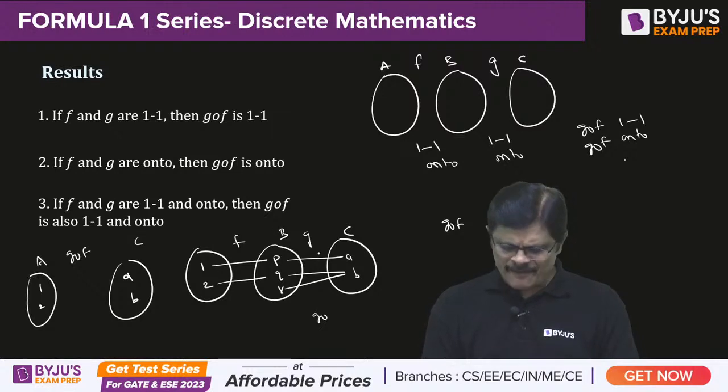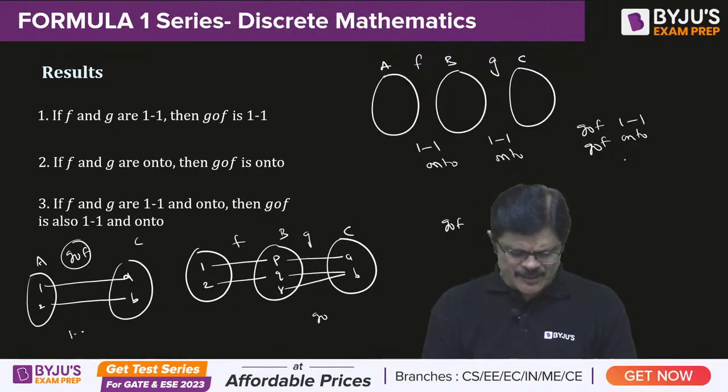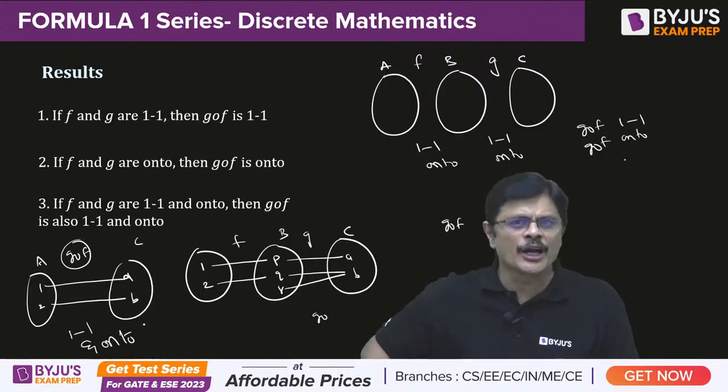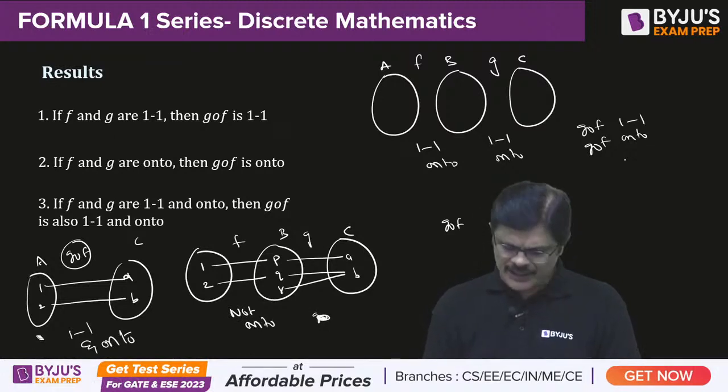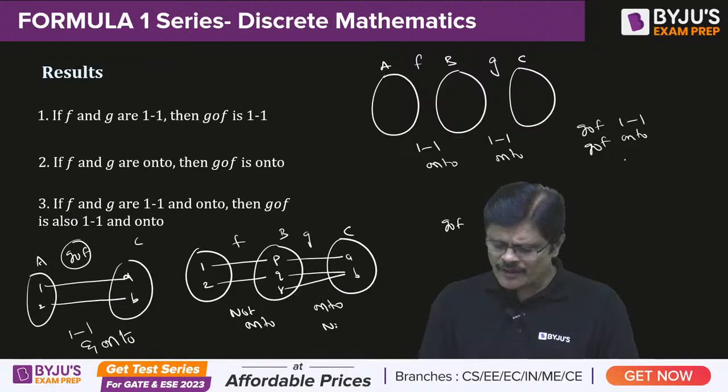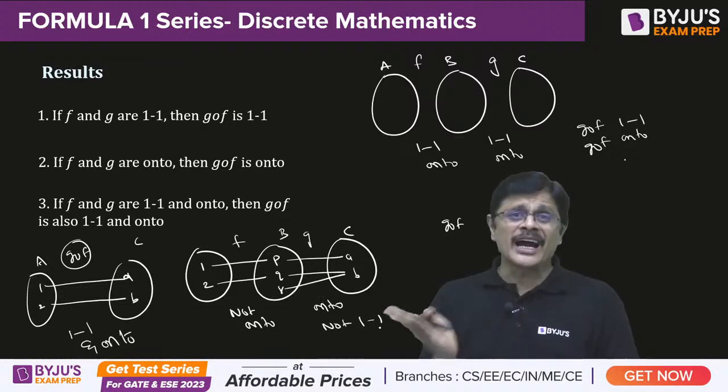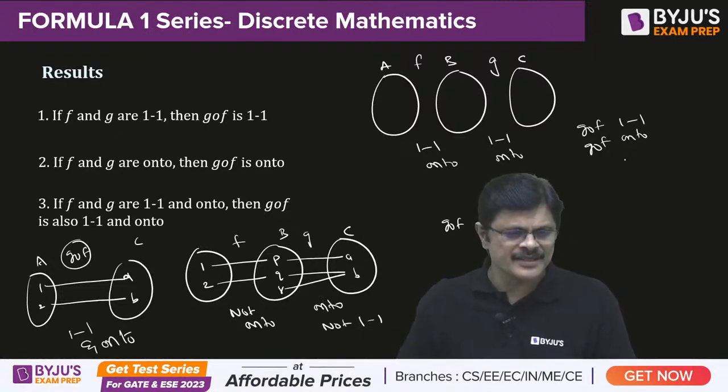So, F is mapping from 1 to A, 2 mapped to B. If you see G circle F, it is both 1-1 and onto. G circle F is both 1-1 and onto, but if you see, F is 1-1 but not onto. F is not onto. And if you observe G, it is onto, but not 1-1. So the converse need not be true, my dear friends.